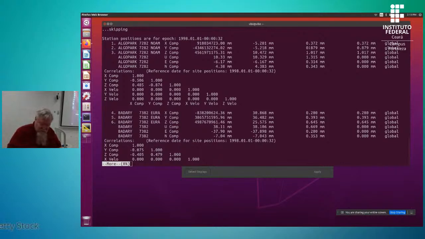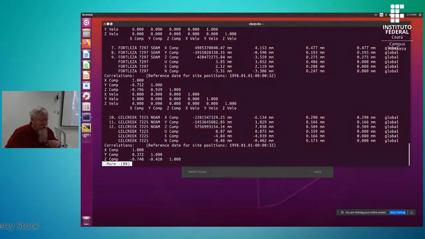And if you hit space, it should go down. So now you see Fortaleza's position here. And you'll see Gill Creek's position. So this is the sort of thing that you can get with a global solution. And here we just did it for some 60 sessions. So we got pretty good stuff.